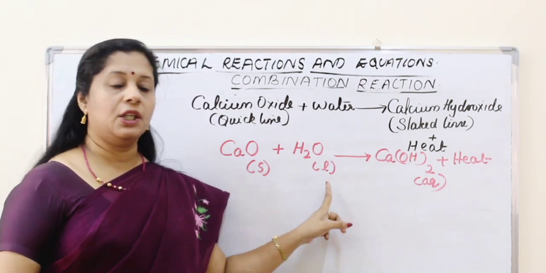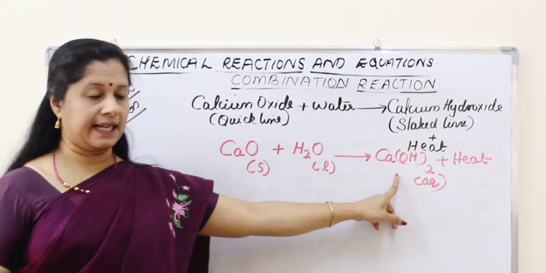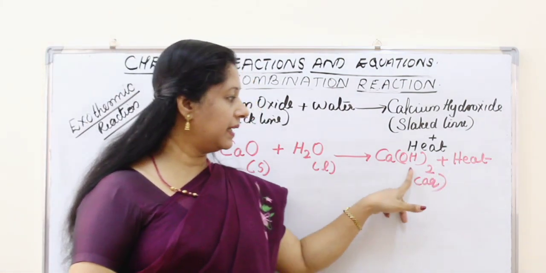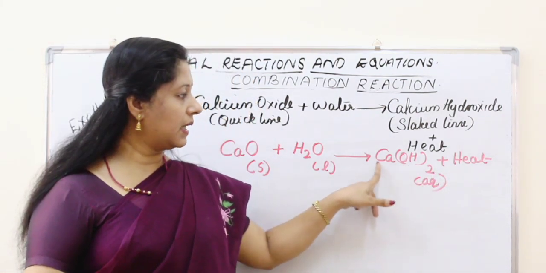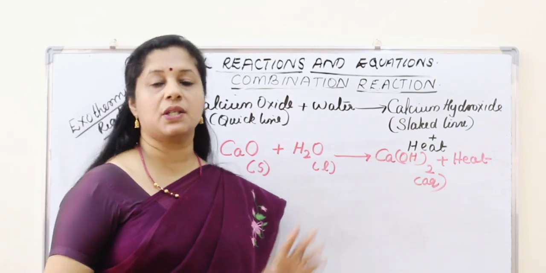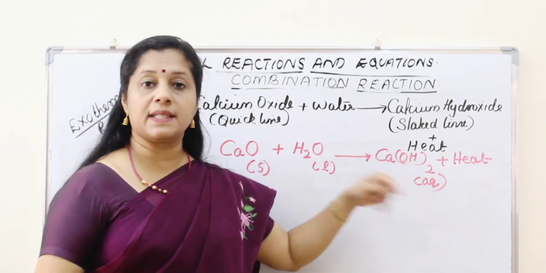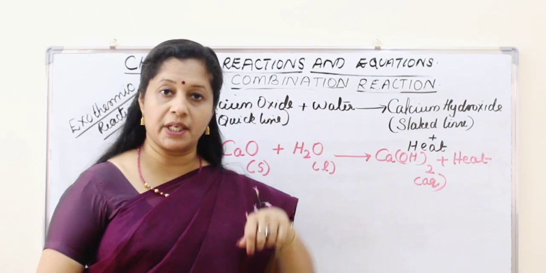Combines with the water to form calcium hydroxide or silicate lime and heat. Why is it OH twice? Because OH is 1, calcium is 2. So when we do the equation, it will be like this. So it is aqueous. Aqueous, we learned that it is a solution in water.